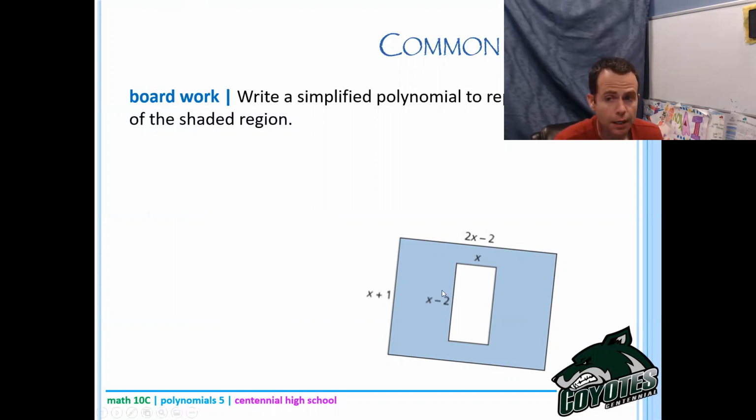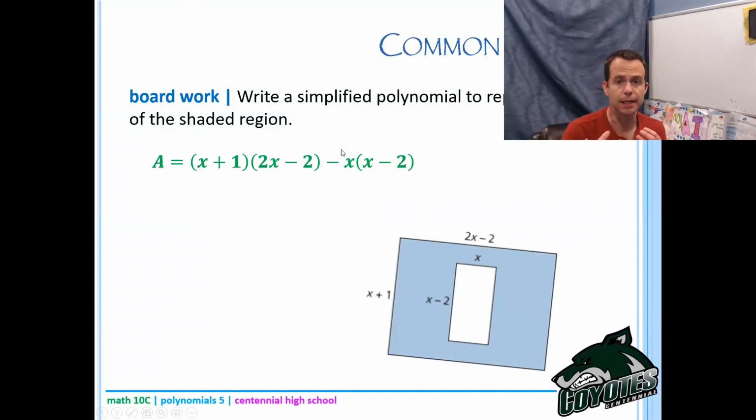So what I've done is I said, okay, the area of this shaded region, which is this blue section here that you can see my mouse on, well, I need the area of the whole thing. The area of the whole thing would be x plus 1 times 2x minus 2. Then I need to subtract the white rectangle. The area of the white rectangle would be x multiplied by x minus 2, and then I'm subtracting that because I'm taking that away from the whole area. What's left over will be the area of the shaded region.